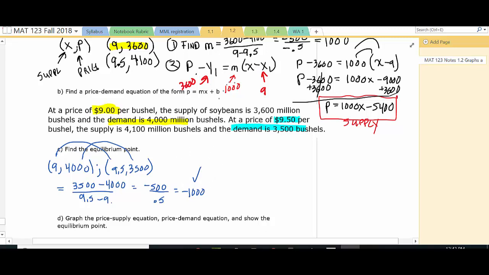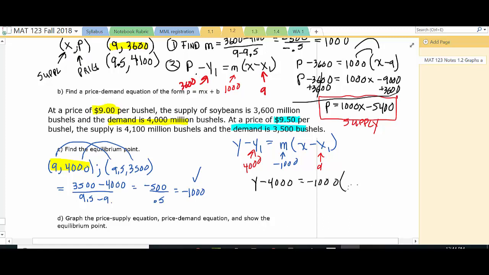Now what I'm going to do is the point slope formula, y minus y1 equals m times x minus x1. I'm going to plug in the negative 1,000. Does it matter which point I use? No, you'll get the same answer. So I'm going to go with 9, 4,000. The reason I would use 9, 4,000 is because it doesn't have any decimals in it, so it's just a little bit simpler. I'm going to put the 9 there, then I'm going to put the 4,000 here. So let's find out if that 13,000 or whatever you got was right. So we have y minus 4,000 equals negative 1,000 times x minus 9. Do the distributive property, so that's negative 1,000x, and then plus 9,000.